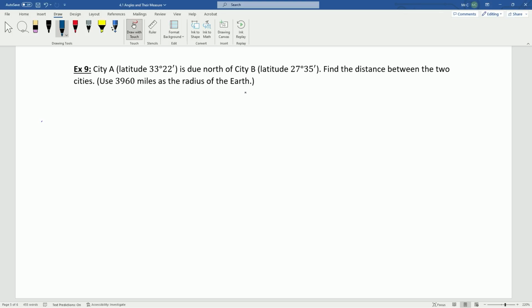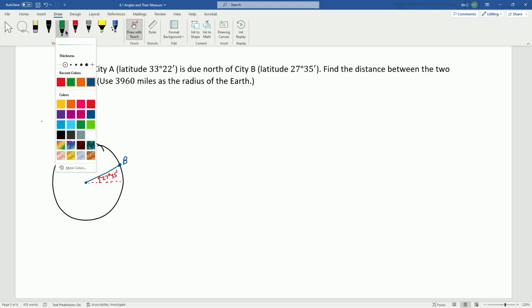So we're going to draw a picture, and that's going to help us make a lot more sense of this. So you've got the Earth, and here's the center of the Earth. And latitude tells us what the angle from the equator is. So when I talk about city A, actually, let's do city B first, since that's the smaller angle. So city B here, that means that the angle from the equator to city B is 27 degrees and 35 minutes.